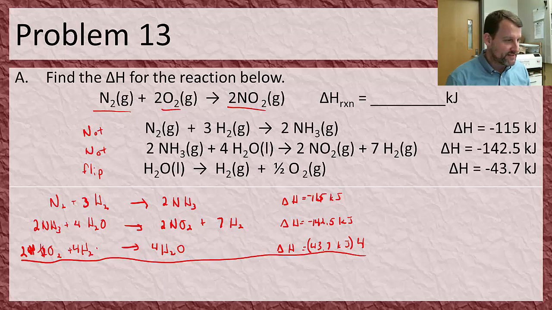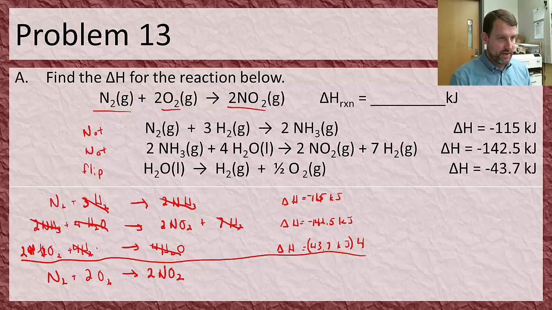All right, so I have 7 H2s on this side, so 3 here, 4 here, cancel these 7 H2s. That worked out great. My 2 NH3s cancel these 2 NH3s, so that works out great. I've got 4 waters here and 4 waters here. That, if I'm convinced properly, looks like perfect. So I've got an N2 here. I've got 2 O2s here. Leave me with 2 NO2, and that equation matches this one. So now what I need to do is just sum all of these delta H's together.